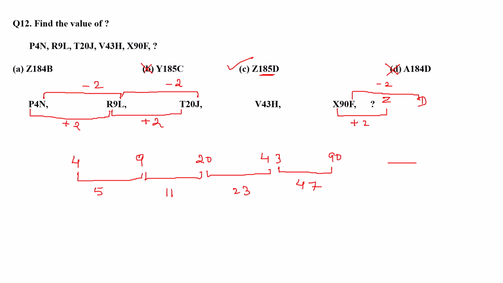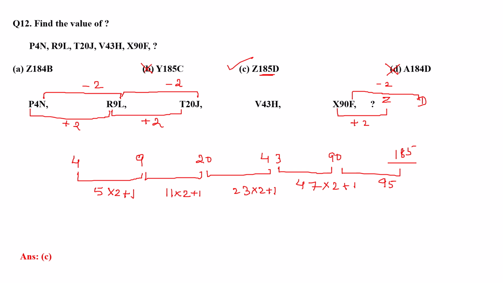Yes, 5 into 2 plus 1. 5 2s are 10, 10 plus 1 is 11. 11 into 2, 22 plus 1, 23. Then 23 into 2, 46 plus 1, 47. It means next should be 47 into 2 plus 1. Now what is 47 into 2? 47 into 2 is 94. 94 plus 1 is 95. It means you have to add 95 here. So 90 plus 95, you will get 185. So the correct option is answer C.